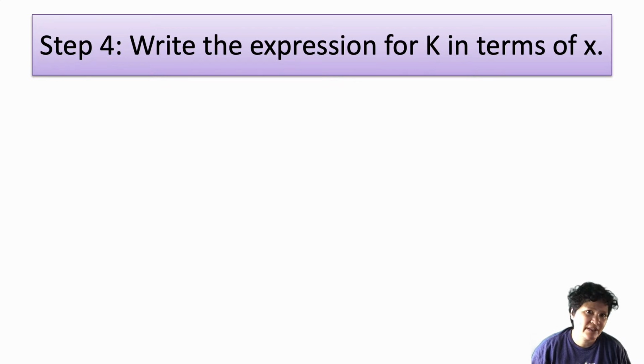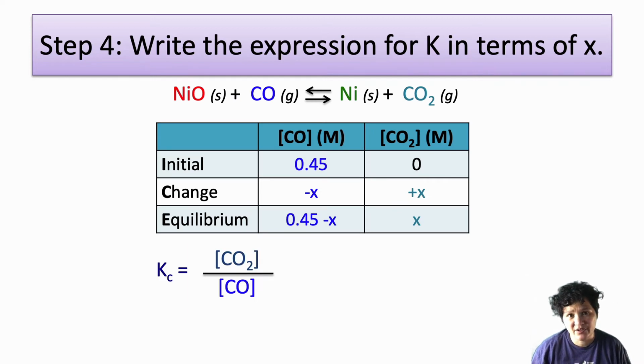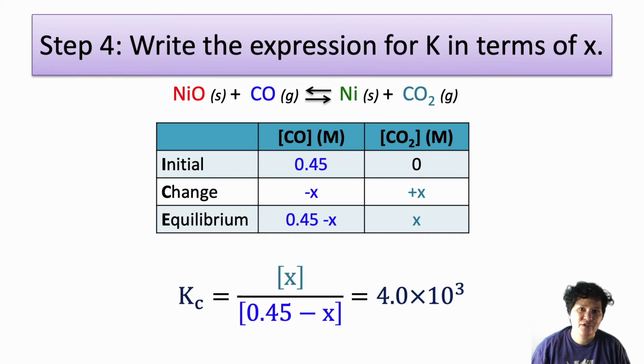Step 4 is to write the expression for our equilibrium constant in terms of K. We already wrote the expression for our equilibrium constant earlier. It's the concentration of carbon dioxide divided by the concentration of carbon monoxide. So now we can take the values from the table and plug them into that.